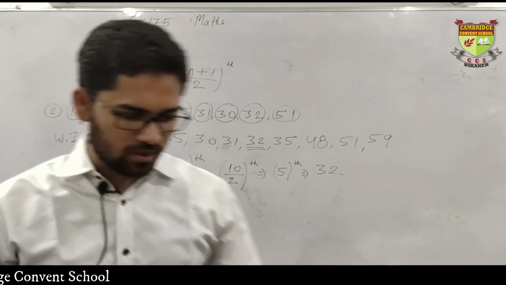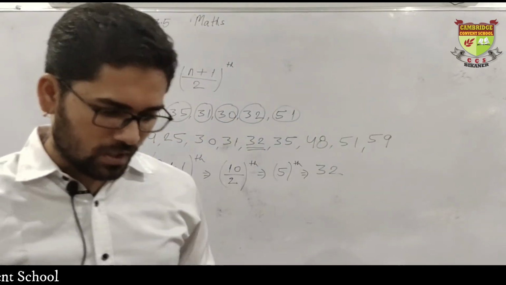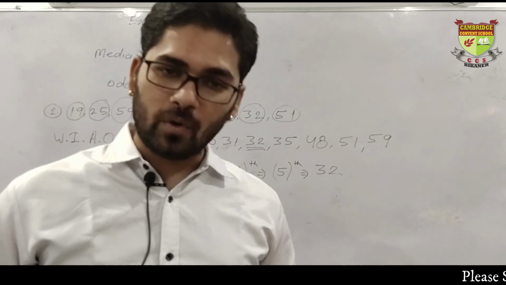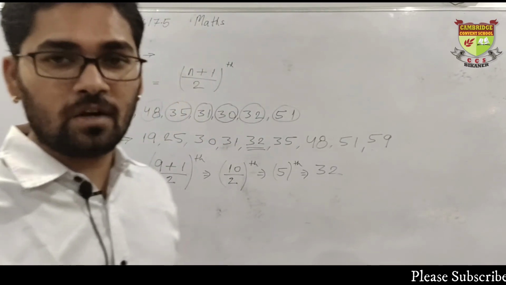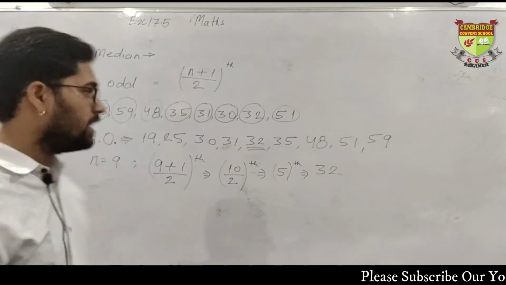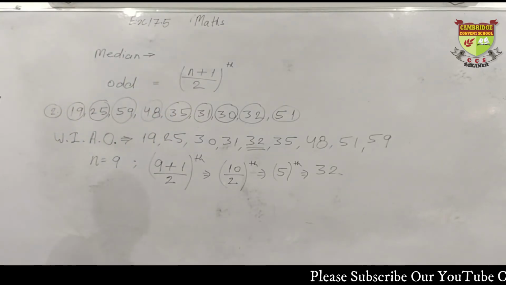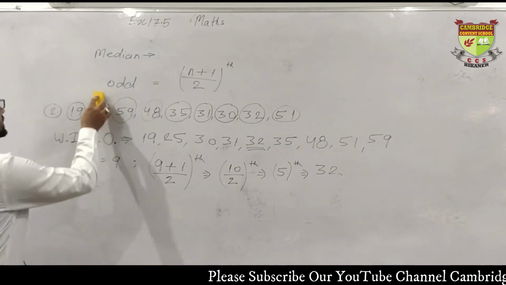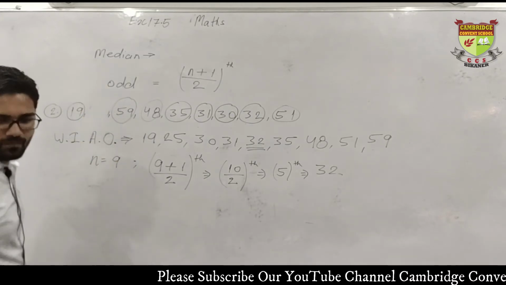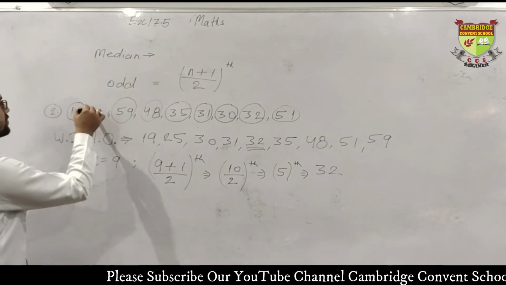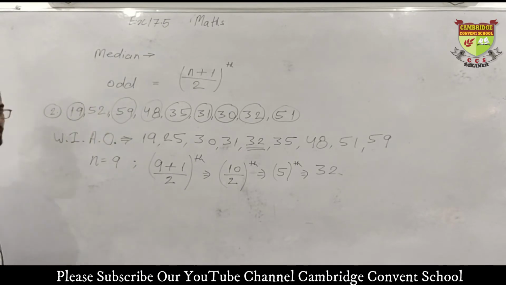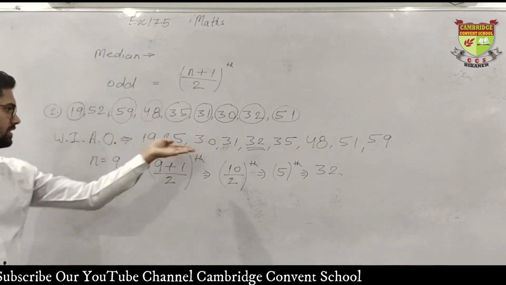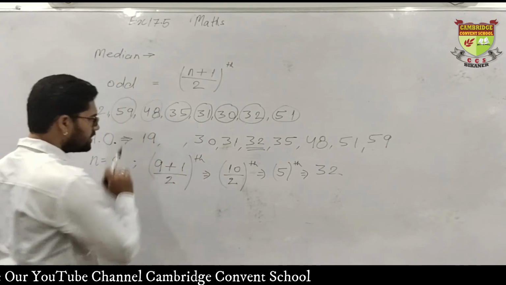So the first and second questions have been solved. Though see, this question has a second part too. It says if 25 is replaced by 52, then what will be the new median? That means in this question there was 25, and now it is 52. At the place of 25, if we write 52, then it is clear that this sequence will change. Yes, this 25 will be removed from here.